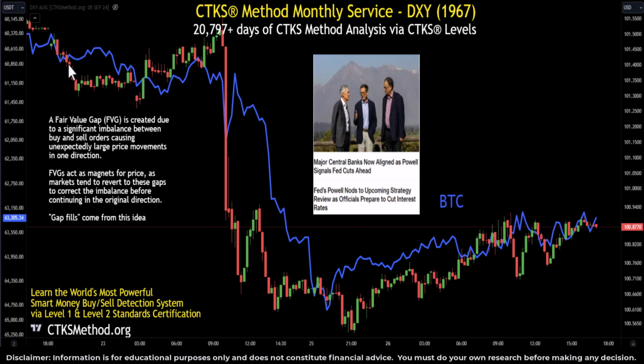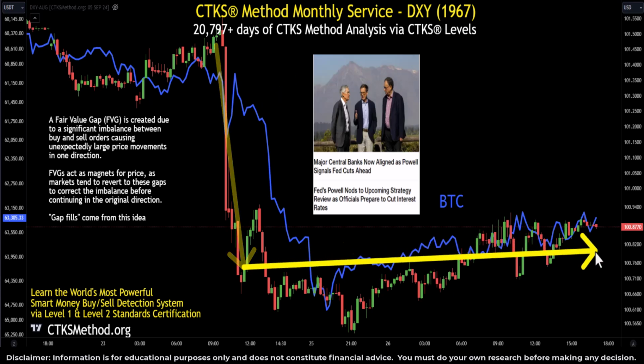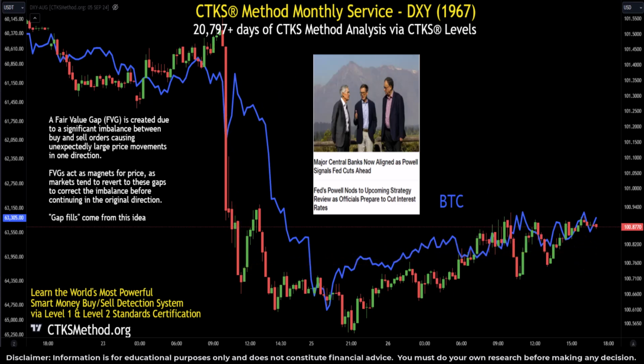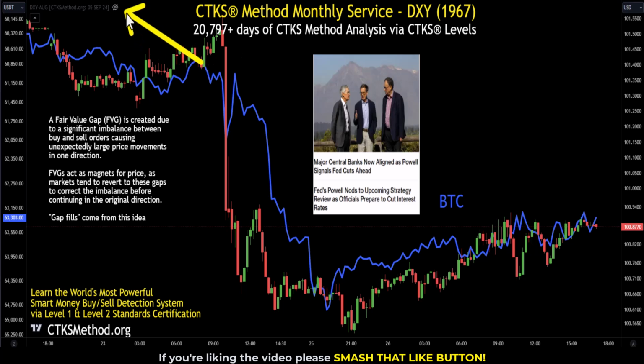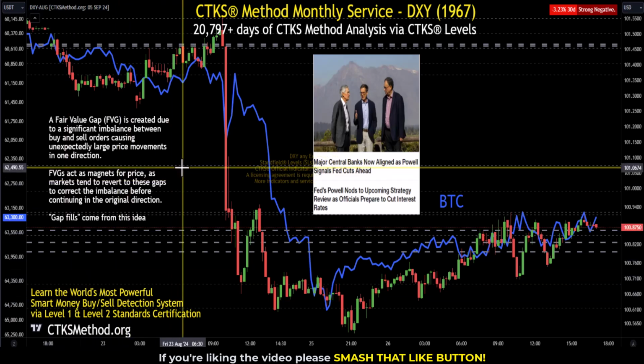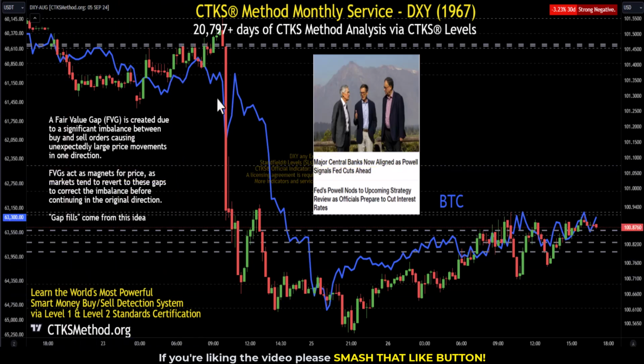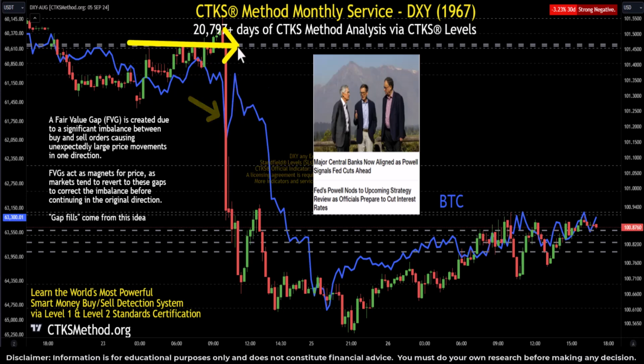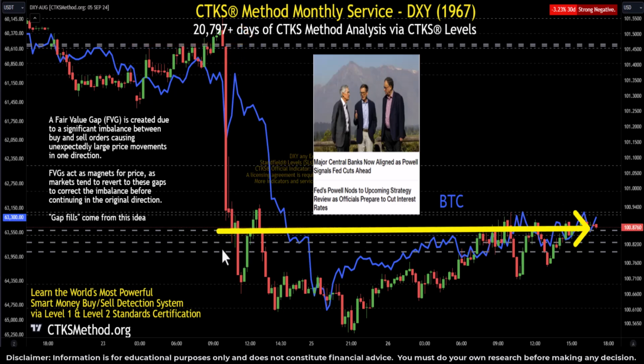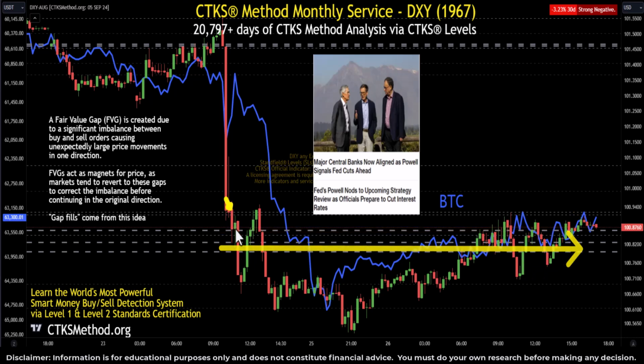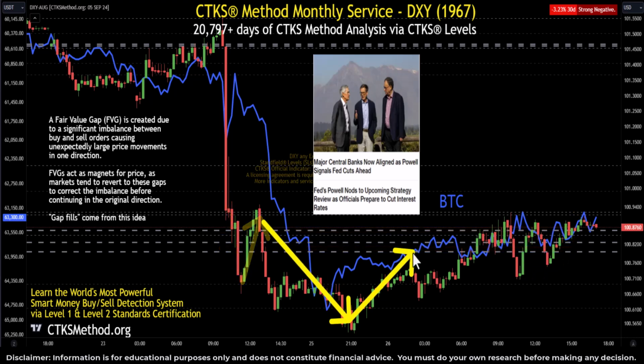We'll zoom into the DXY just a little bit more. You can see that big gap down and this consolidation. But what was really happening? To understand that, we need to mark up structure. Or you can just use this indicator available from CTKSMethod.org. What we can see here is when the DXY tanked down because it couldn't overcome a level of structural resistance. It got caught by safety nets below, structural support. Even though we can overshoot, we generally get magnetized back to these particular levels.